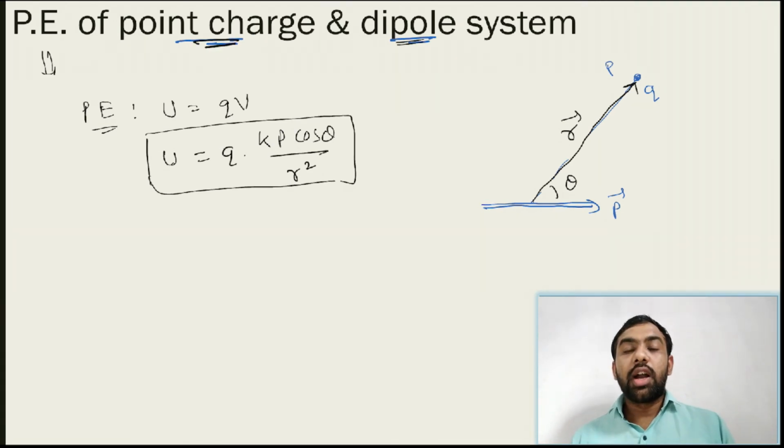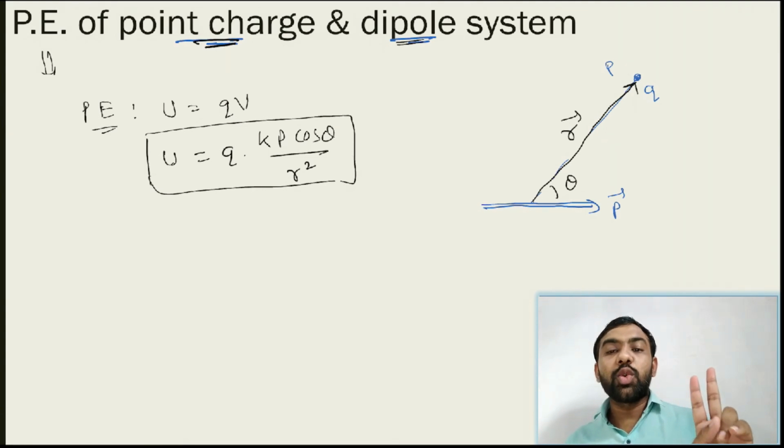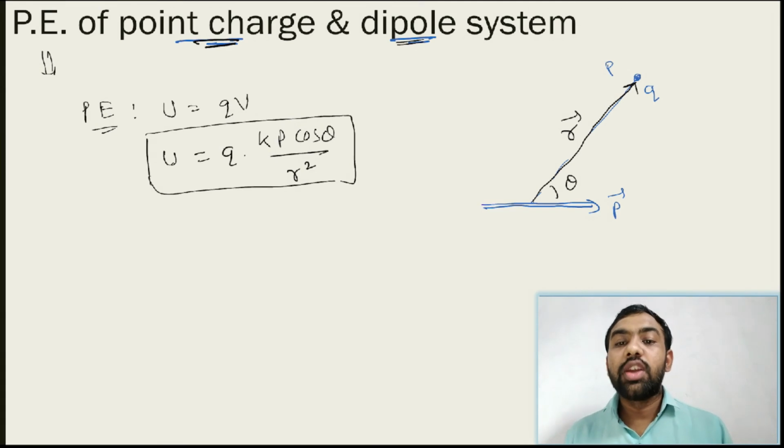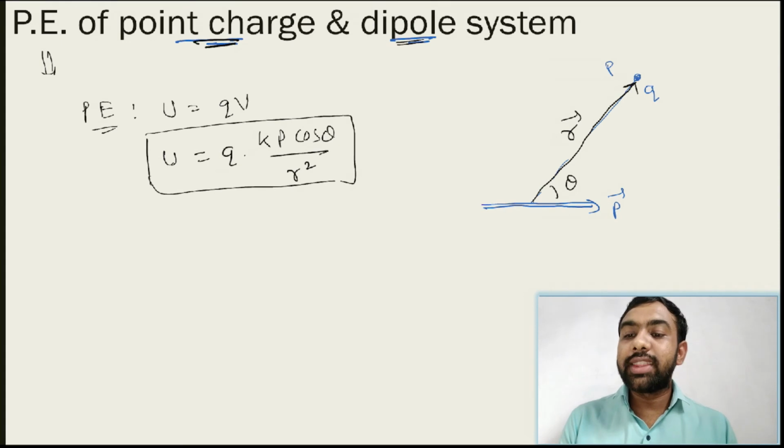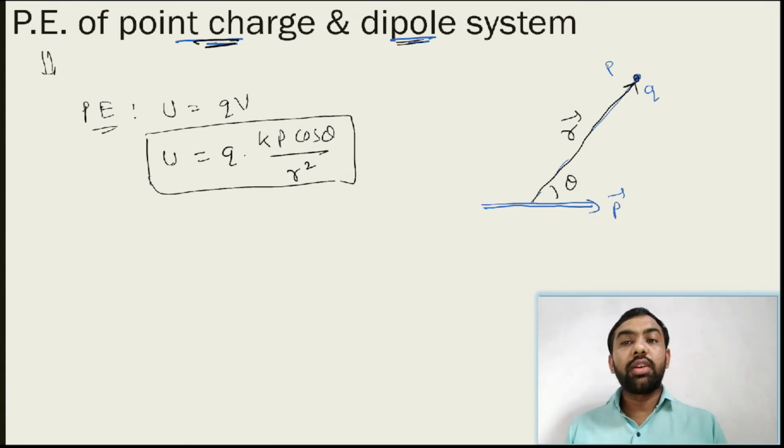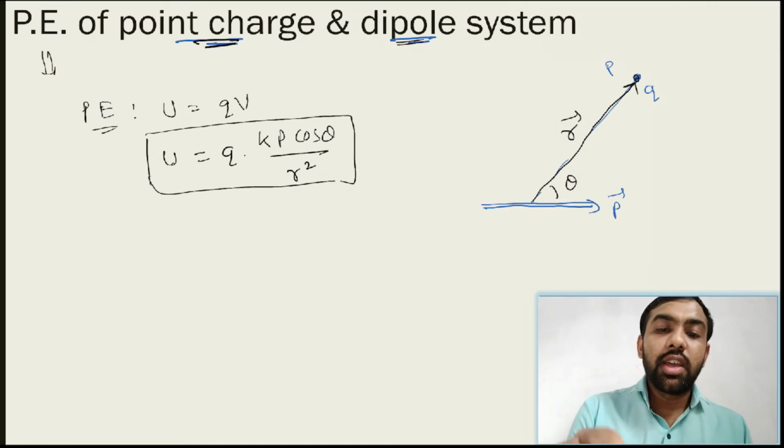This system है. अगर 2 पॉइंट चार्ज है तो पोटेंशियल क्या है? K Q1 Q2 upon r. इसी तरह से पॉइंट चार्ज और डाइपोल की पोटेंशियल एनर्जी कैसे फाइंड करनी है? Q इंटू V से. तो Q ऐसे ही रखो. V क्या आता है डाइपोल का? एट एनी पॉइंट. सो Kp cos theta upon r square. इस तरह से आप फाइंड कर सकते हो. ओके, एंड दिस इज द इम्पोर्टेंट नोट्स.